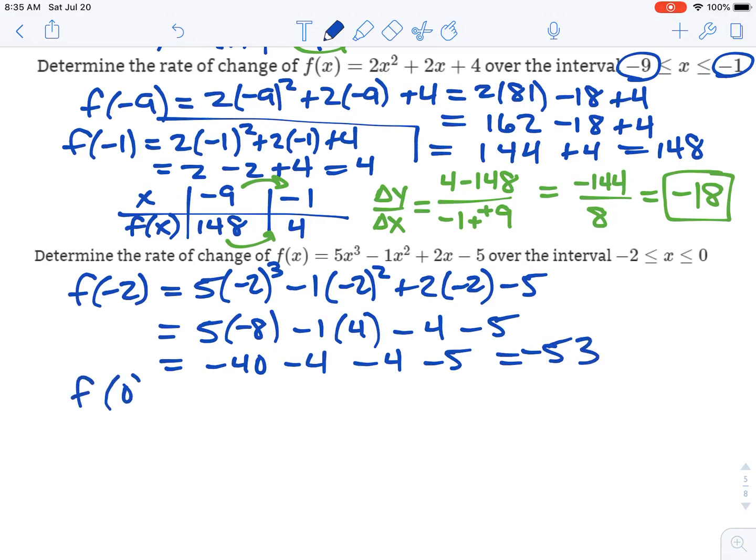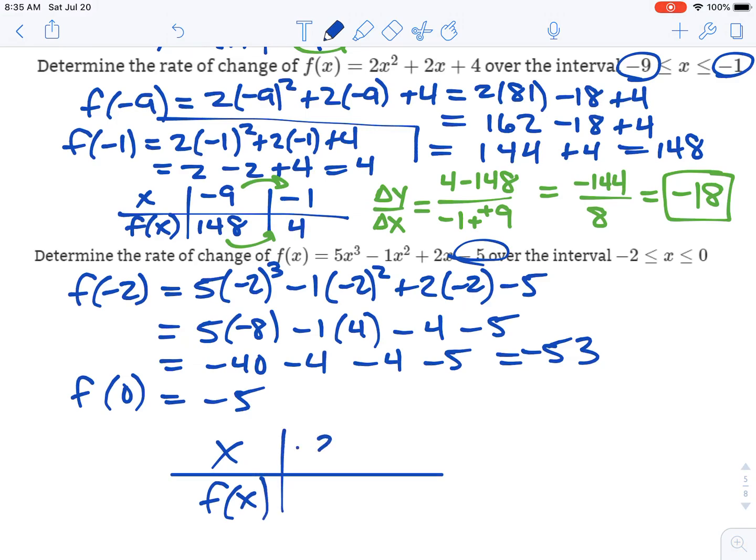For f of 0, that's going to be the y-intercept, which is just negative 5. So now we've got our 2 points. We can make our table. So x and f of x here. X of negative 2 has a y of negative 53. X of 0 has a y of negative 5.